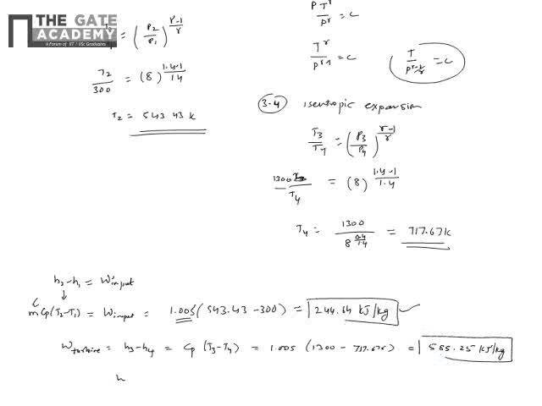So the net work is the turbine work minus what is required to run the compressor. So 585.25 minus 244.64, and this value comes out to be 340.6 kilojoules per kg, close to 341. So the answer is C.